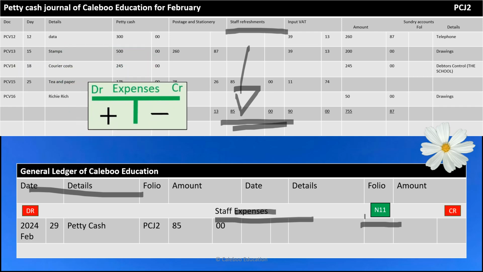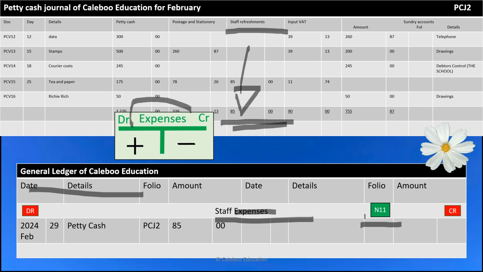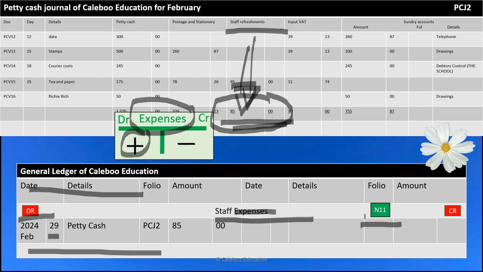And what is staff expenses? Exactly what it says. It's an expense. The expense has increased, and the rule says increase in expense, the account must be debited. Last day of the month, because staff expenses has its own column, so you take the total to the ledger account on the last day of the month. 2024 February has 29 days.